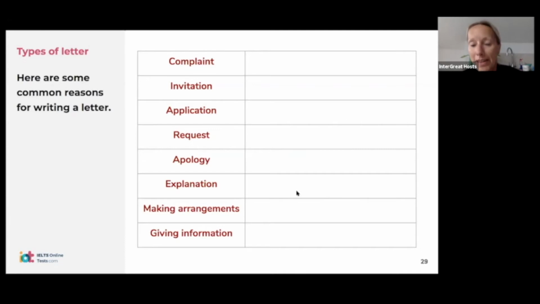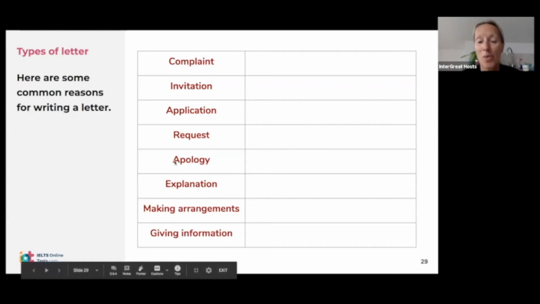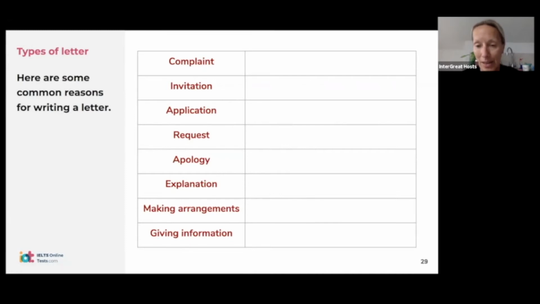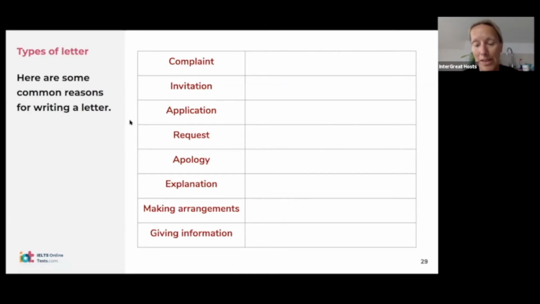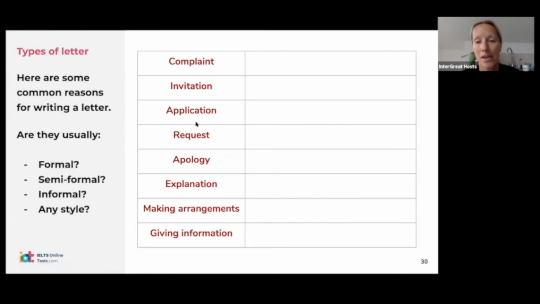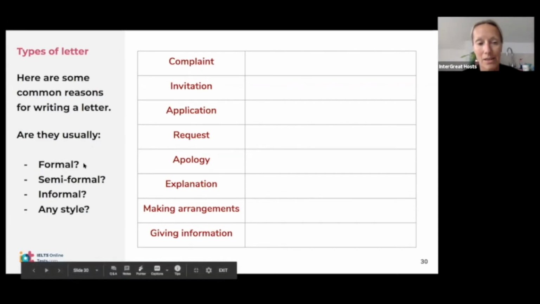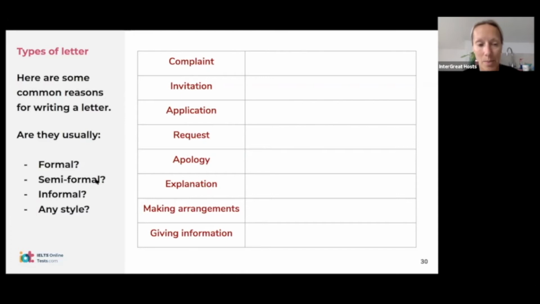Yeah, no, I think some of you are a bit confused. These are reasons for writing a letter. Okay, we're not just looking at informal letters here. We're coming back to that shortly, okay? So here it's just different reasons for writing a letter, right? So some are formal, some are informal. Okay, so they're kind of mixed up. And this is what you need to do here. So these types of letter, are they formal, semi-formal, informal, or any style? Okay, so you need to think about that now.